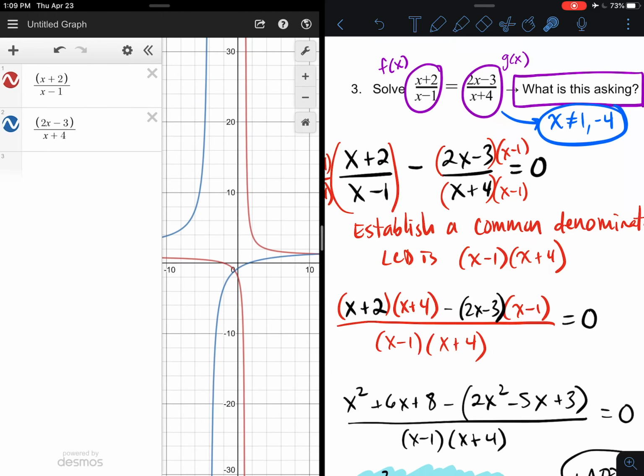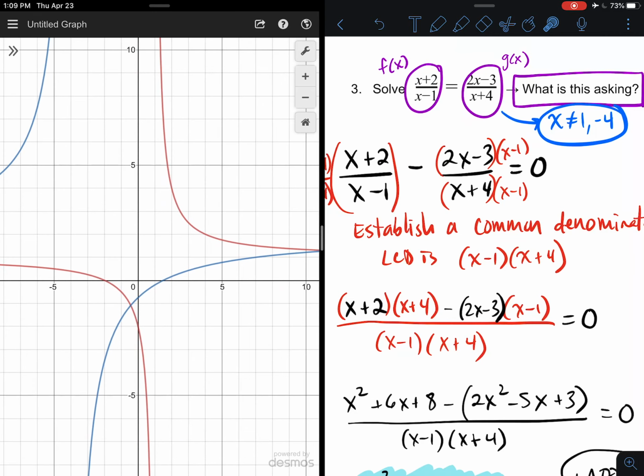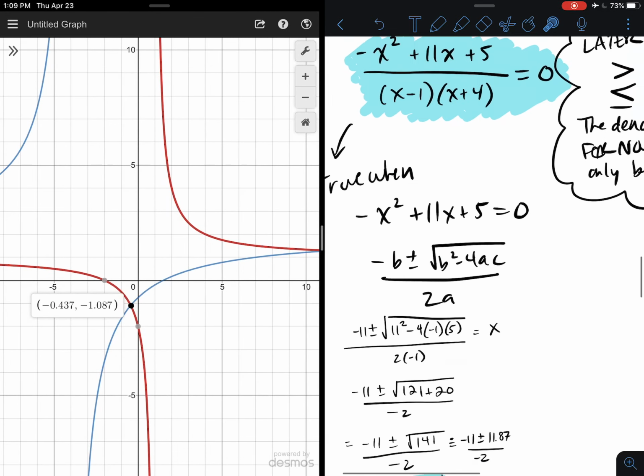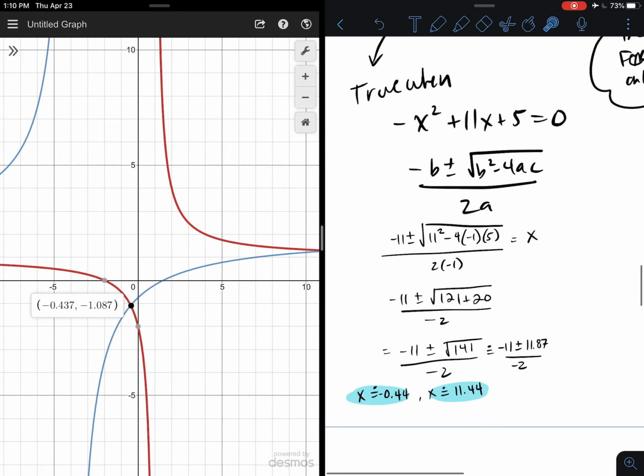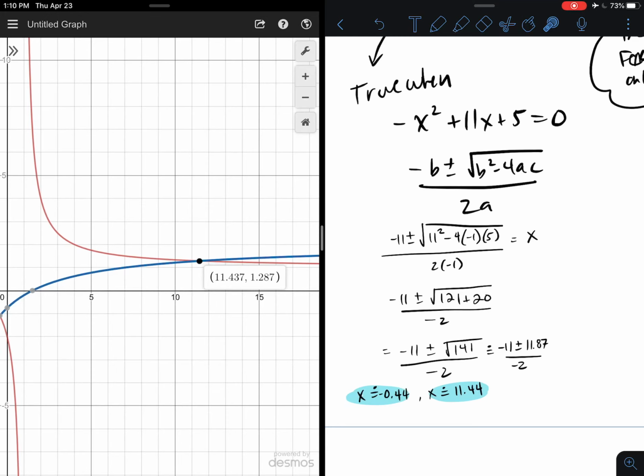So one possible way that I can look at this question is to ask, where is the red function equal to the blue function? Where are these graphs equal to each other? So I can see that they cross here at this one place. And look at that, it's at negative 0.44, right? That was one of our answers that we found. And the other place is at 11.44.